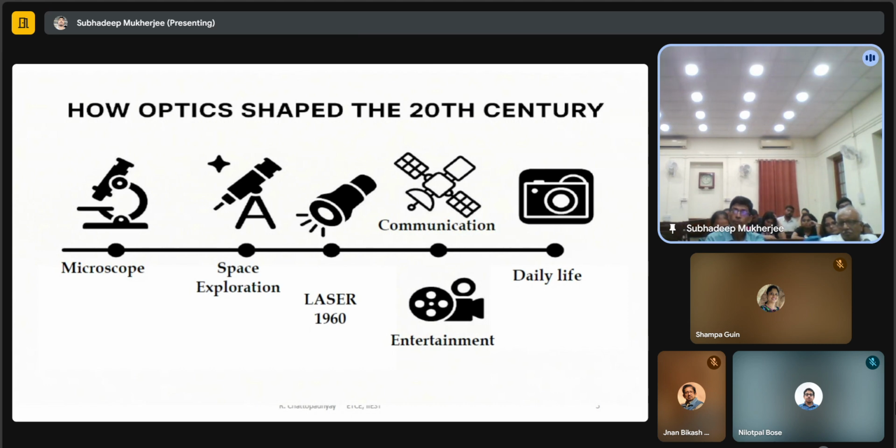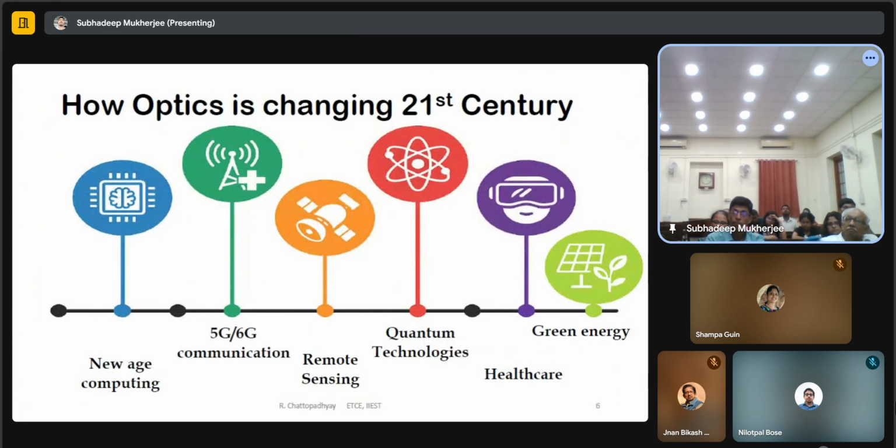You cannot have this high precision photolithography without these things. Then it also changed communication after the advent of optical fiber. We have very high fidelity communication using optical fibers. It also changed the entertainment world and daily life. And now optics is still playing a role in changing the 21st century also. Now a buzzword is quantum computing, right? These are new age computing, and photonics, or optical beams or optical light sources, are one of the main agents behind this. And they can serve a good purpose in this new age computing.